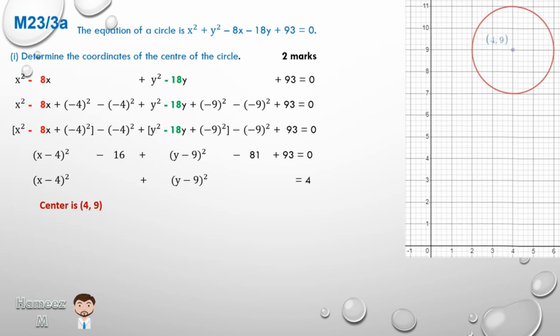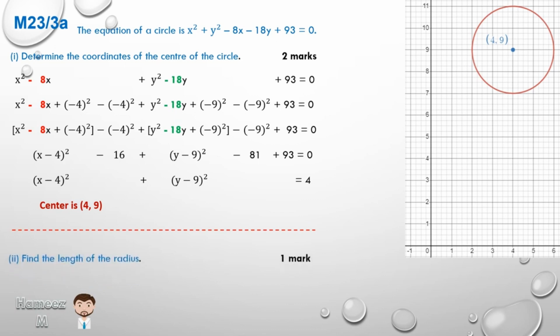So we can bring that up in the graph. Part 2, find the length of the radius. So the radius will be the right-hand side, whatever value that is equal to r squared. So r squared is equal to 4, which means the radius r is equal to the square root of 4, which is 2 units.